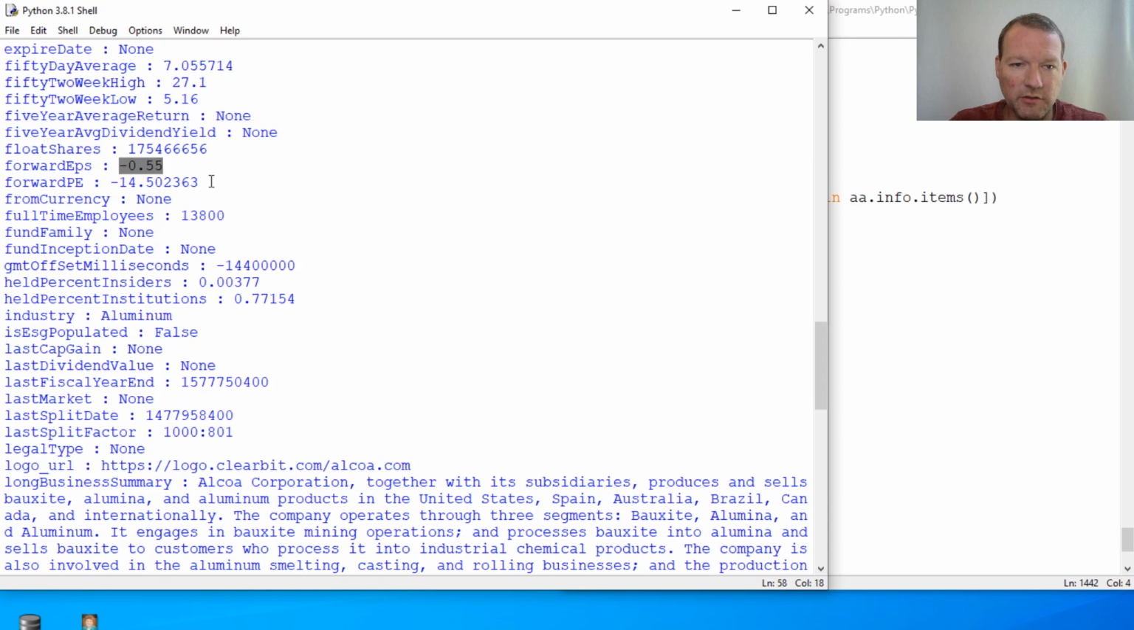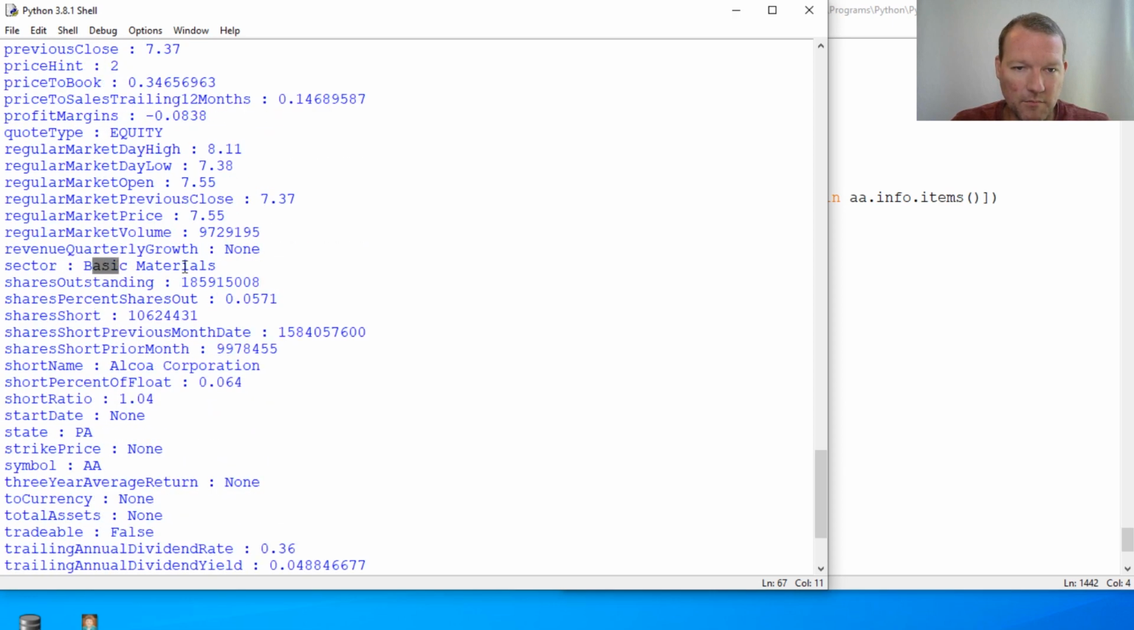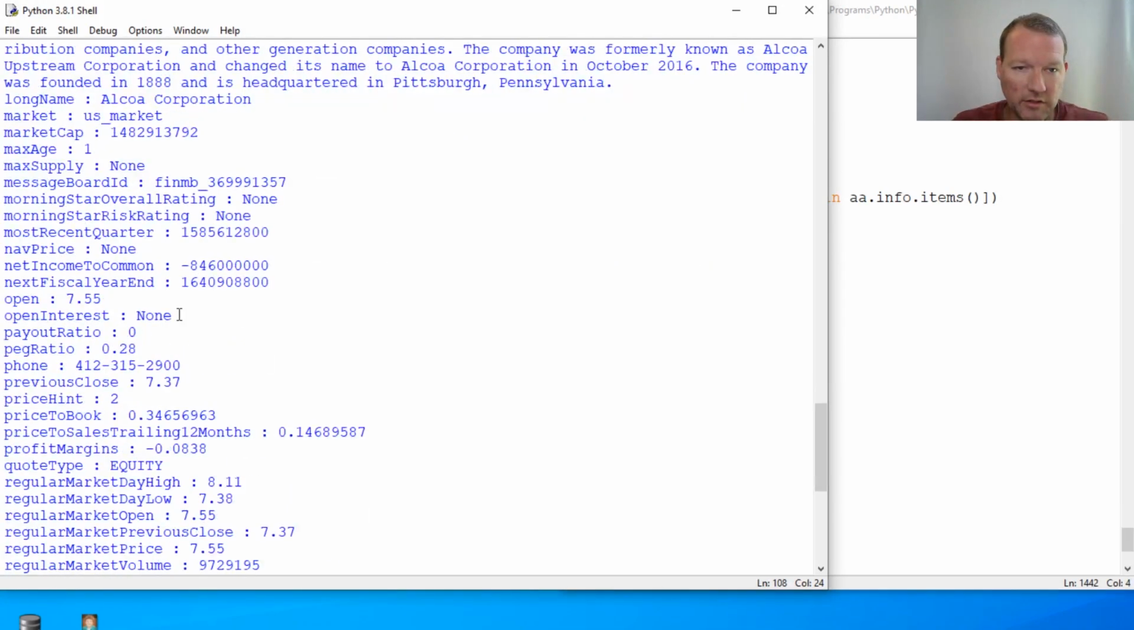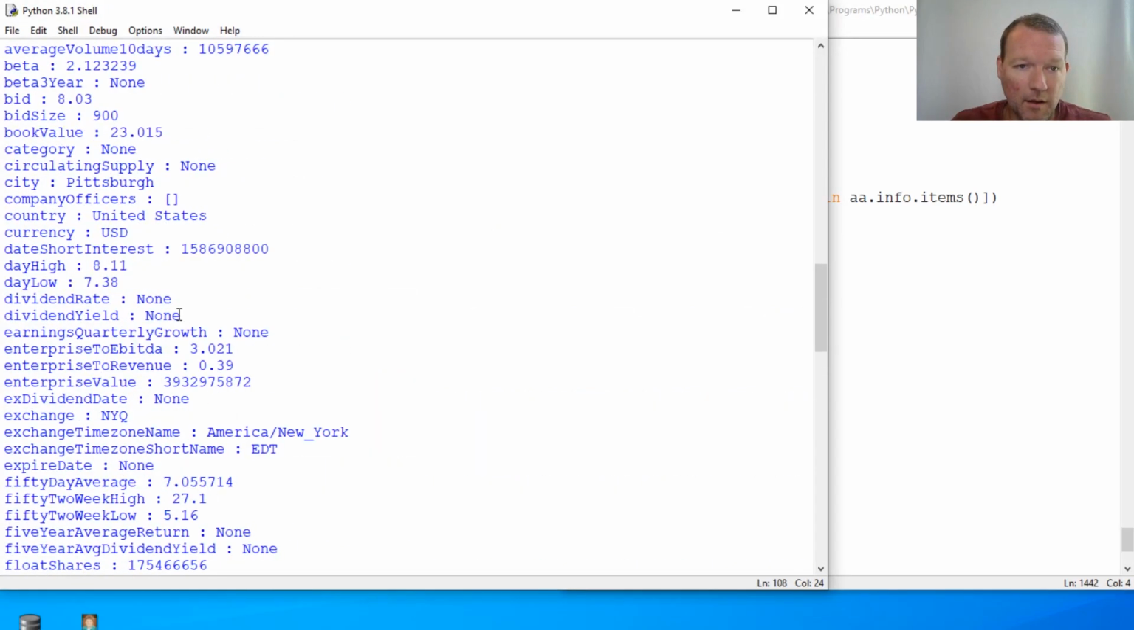So, all right, I want you to look at this. Forward EPS, earnings per share. You are looking at that correct. That is a negative number. So they are losing money. So that's what you need to think about. And here's the industry. They are in the basic materials sector, and they are really efficient with aluminum. All right, they are an aluminum company.